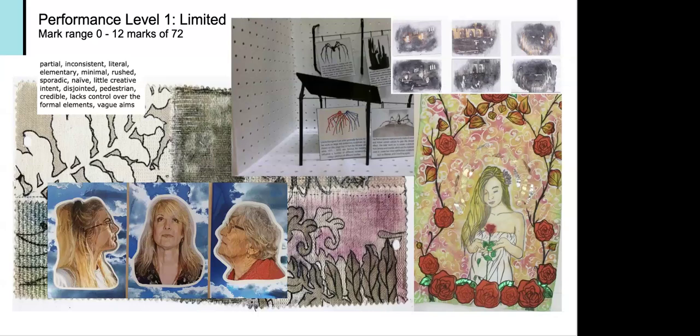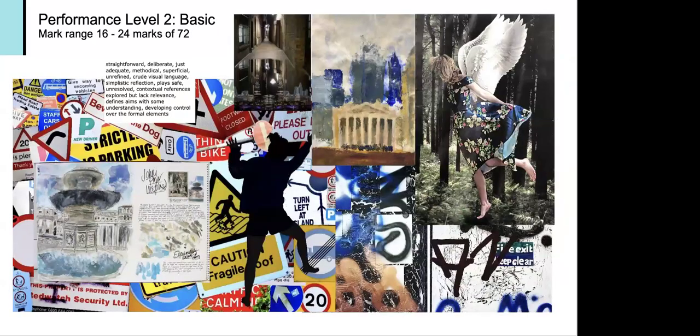So as we get to performance level 2, which is basic, there's an improvement in the fact that although things are deliberate and straightforward, they're still methodical, they're still superficial, they're a bit unrefined, a bit of a crude visual language. That seems a bit harsh, but if you look at the John Piper inspired drawing of the fountain, you can see what we mean. So they play safe, they're unresolved, the contextual references are explored, but they lack relevance, and their understanding, developing control of the form elements is there, but it is developing.